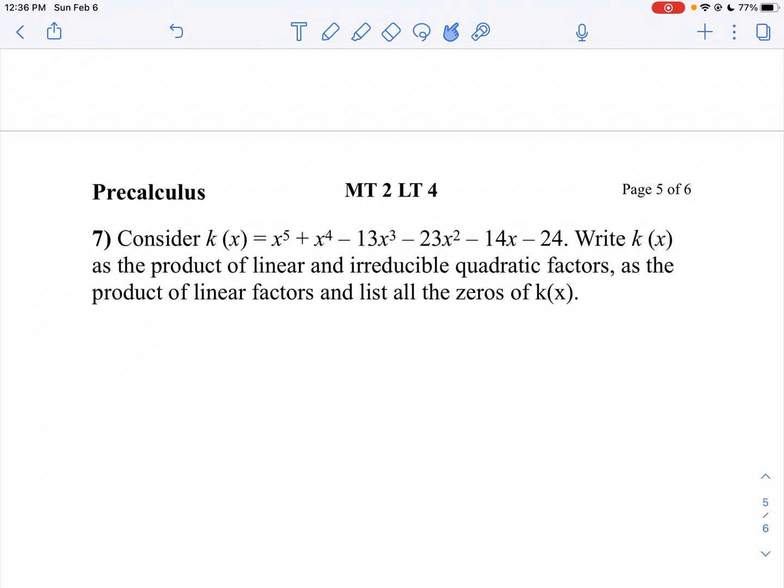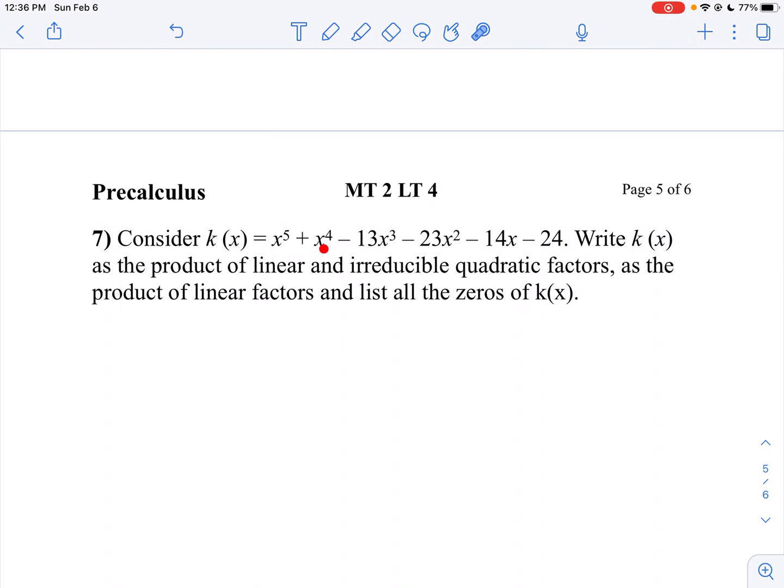Now let's put everything together on a problem like this. I've got this polynomial. I want to write it as a product of linear and irreducible quadratic factors, then as a product of linear factors, and list all the zeros of k of x. Well, I know at most there's going to be 5. I know they're going to be factors of 24.